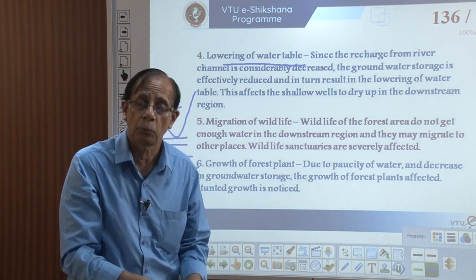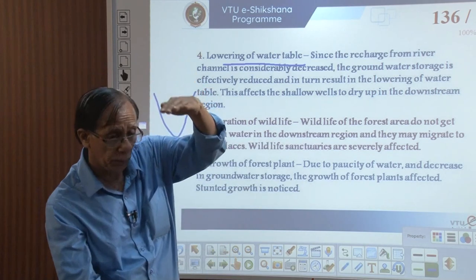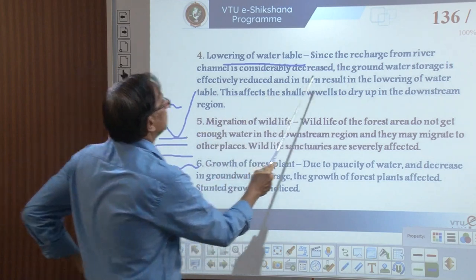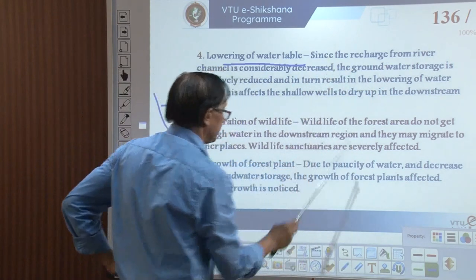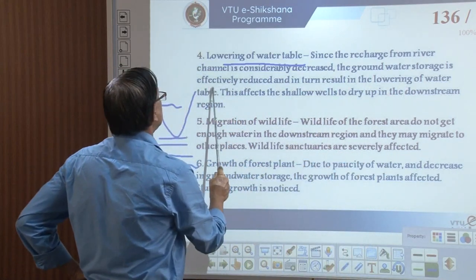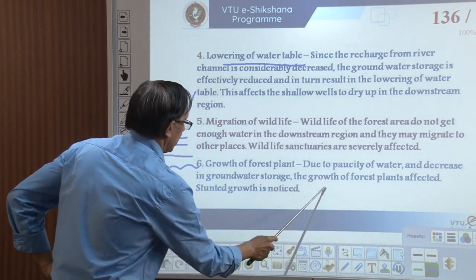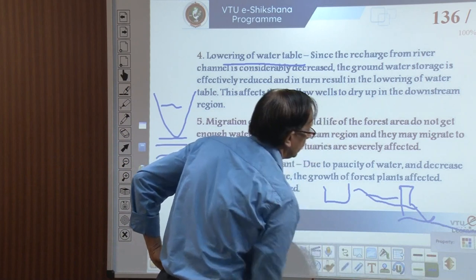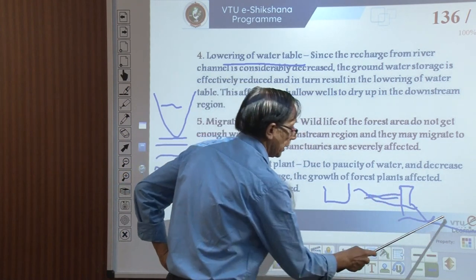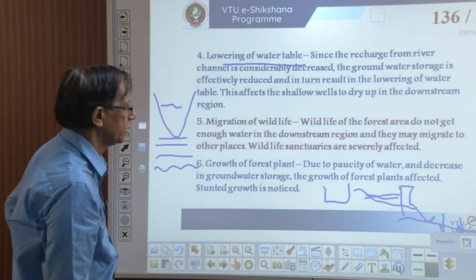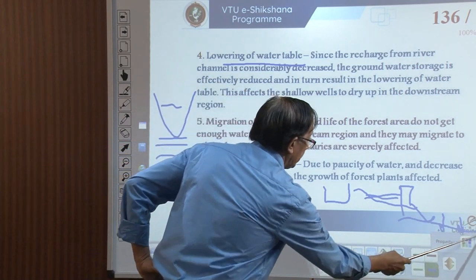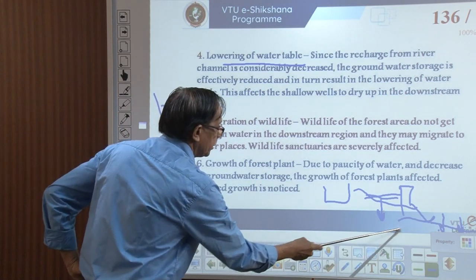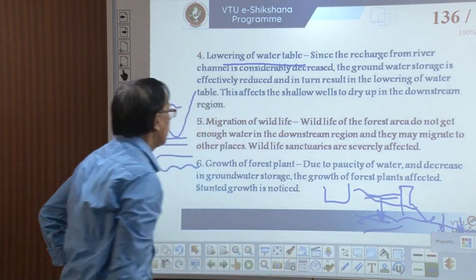When the water table was well below, the land soil layer was not saturated. Now the water table is shallow. If added to by rainfall, then there is a saturated soil zone which can slide. Since the recharge from the river channel is considerably decreased downstream, the groundwater storage is effectively reduced downstream. If this is the reservoir, and here there is a storage of water, the flow of water is checked because of the reservoir, and the natural seepage of water, recharge, which was taking place, is now all reduced, therefore there is no recharge, therefore the water table moves downward. On the other hand, the water table here becomes shallow. That creates one problem, this creates another problem.